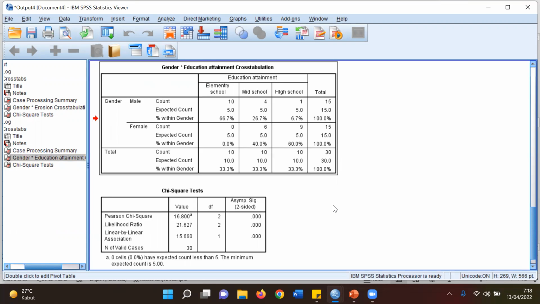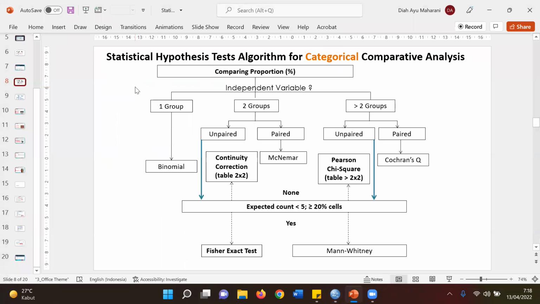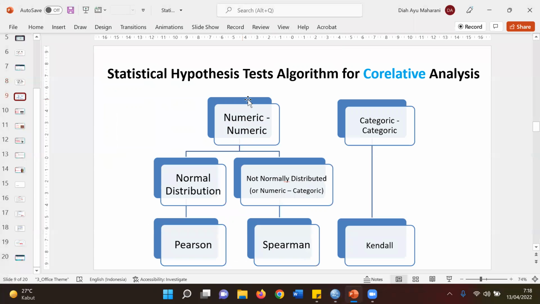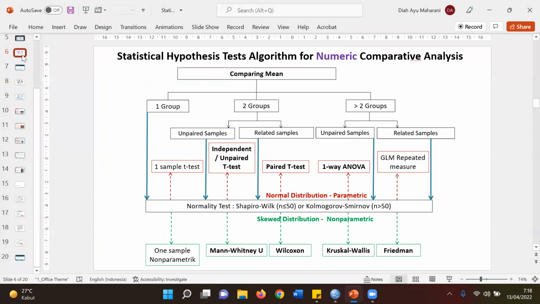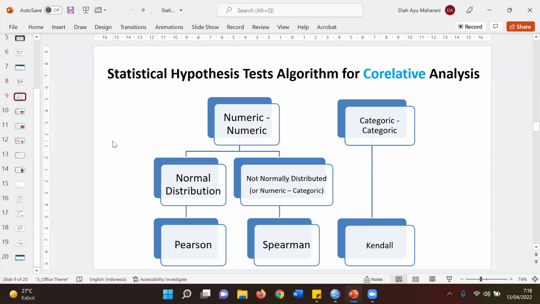Okay, done. So we have tested two hypotheses for this research over this data set. Further, I will continue with the correlative analysis. Again, it's quite easier than the numerical comparative tests, which all have their own clickers in SPSS. But for correlation, it's quite a bit easier.